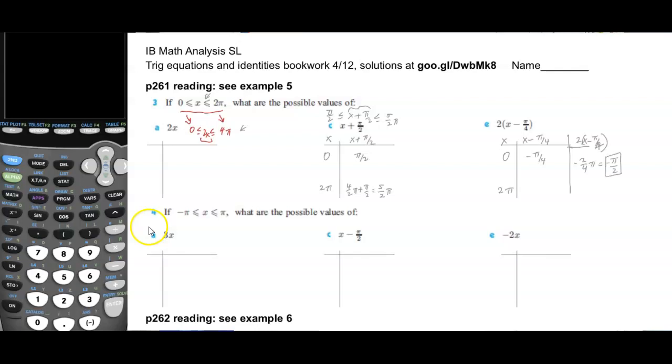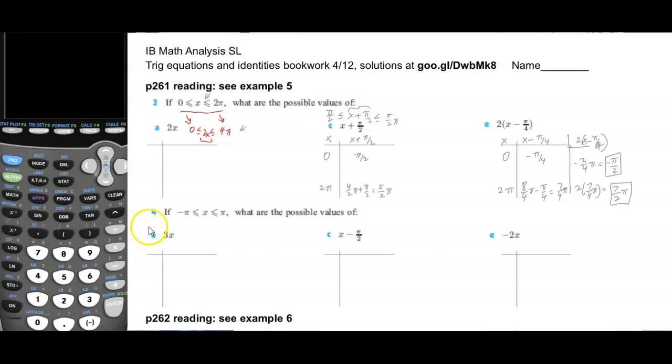Now I'm going to do this process to 2 pi also. So 2 pi minus pi over 4, that would be 8/4 pi minus pi over 4, which gives me 7/4 pi. Then the second step is I'm going to multiply 2 times 7/4 pi, which gives me 7 halves pi.